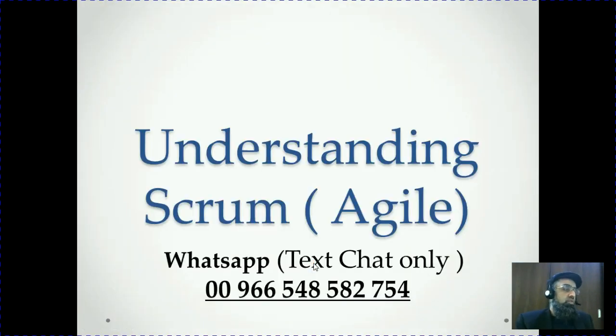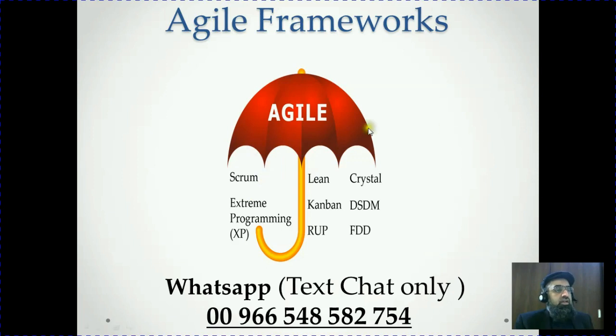So what is Agile, what is Scrum? Agile is a broader perspective, and that is an umbrella. Under that umbrella we have many methodologies like Scrum, Extreme Programming, which is also called XP, Lean, Crystal, Kanban, DSDM, RUP, FDD, and there are many more which are not listed here.